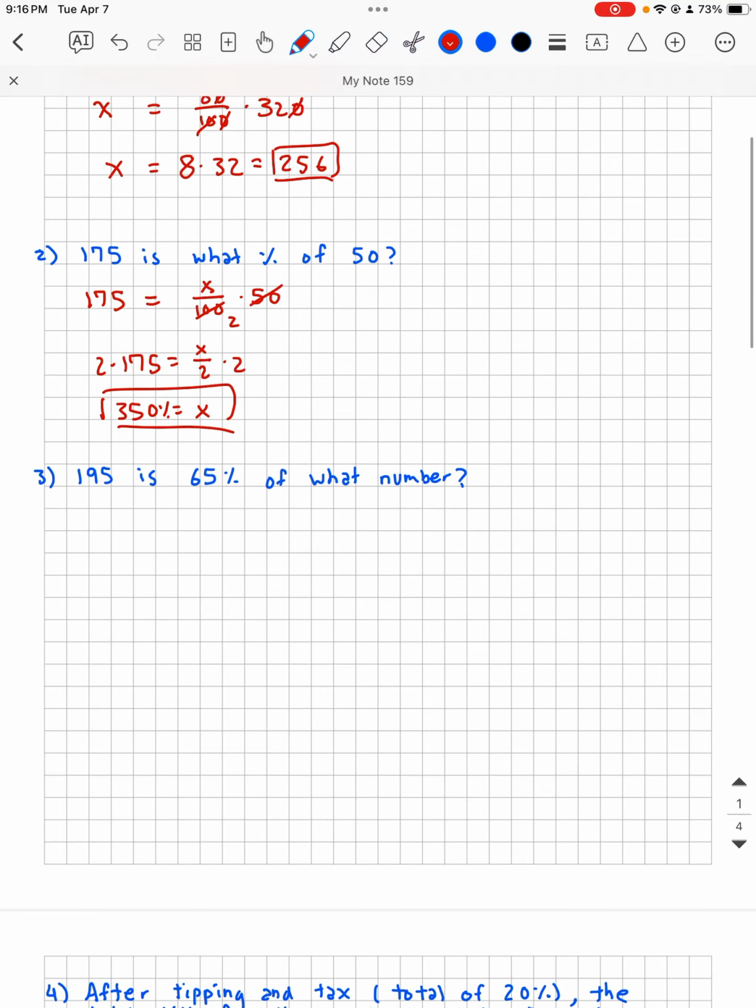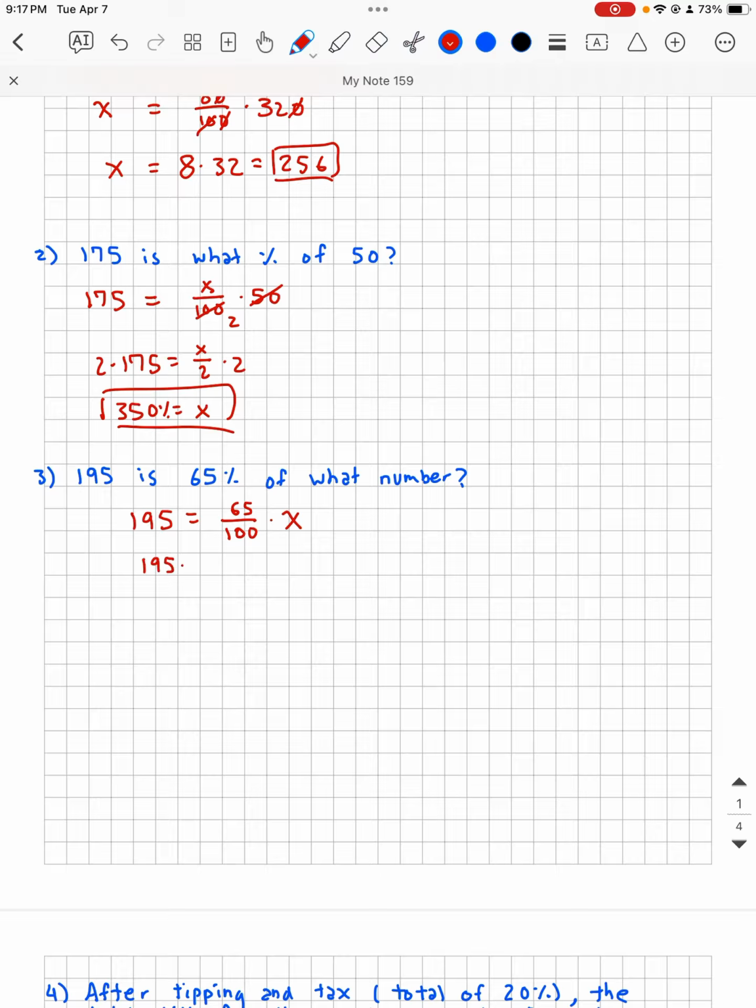Finally, for this last one over here, 195 is equal to 65% of what number? By the way, feel free, go ahead and try it on your own if you want to. If not, I'm going to go ahead and start then. So 195 is equal to 65%, so 65 over 100 of what number? So multiplied by x. So there it is. I want to go ahead and get x by itself. Now I'm going to go ahead and move everything over to the other side, and if you want to simplify first, that's fine. Let's go ahead and multiply to the other side and see what happens then.